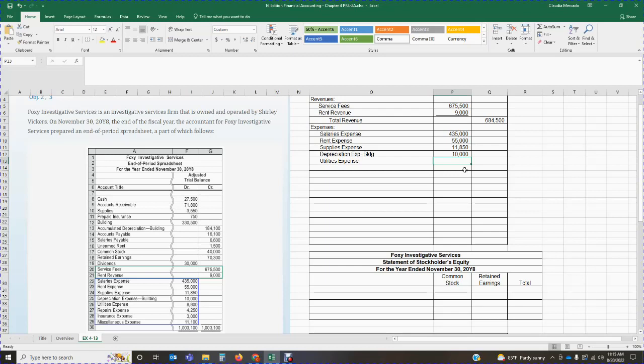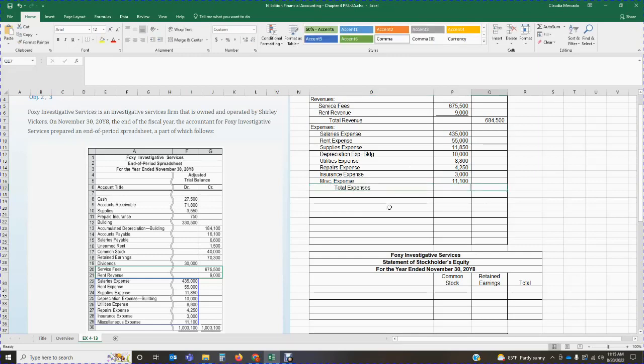So we have utilities expense of $8,800. We have repairs expense of $42.50. We have insurance expense of $3,000. And then we have miscellaneous expense of $11,100. So now we can calculate our total expenses.